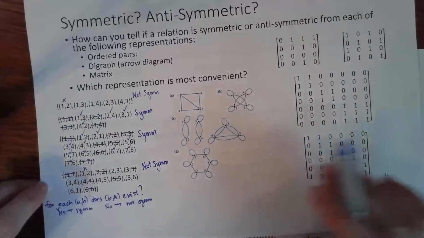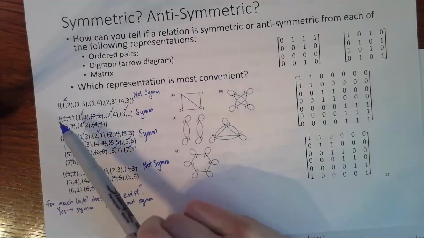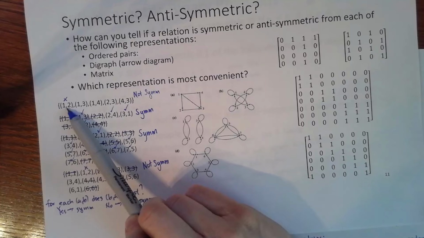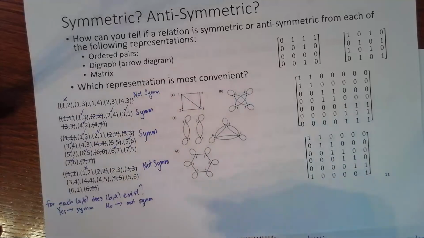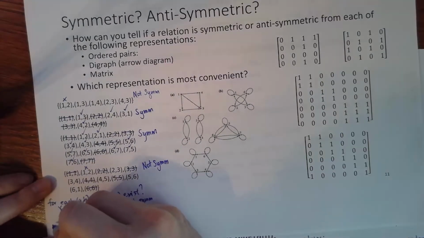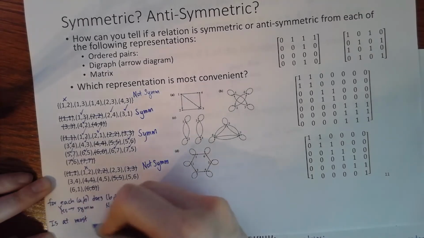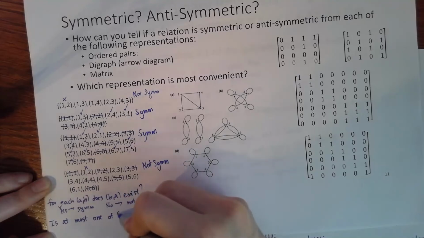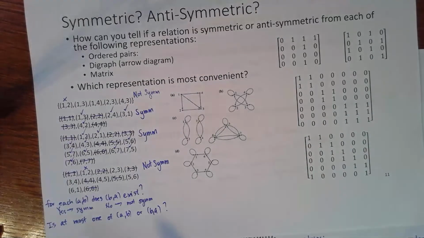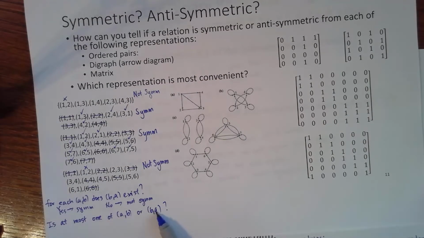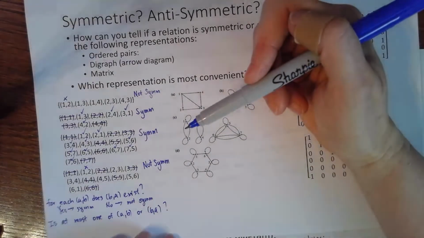Okay. So for anti-symmetric, we could either have (1,1). Okay, so we have to have (A, B) but not (B, A). So let's just ask ourselves, is there at most one? We could have either (A, B) or (B, A), or neither of them, but we can't have both of them. As long as we don't have both of them. So here we would actually have to go and check.